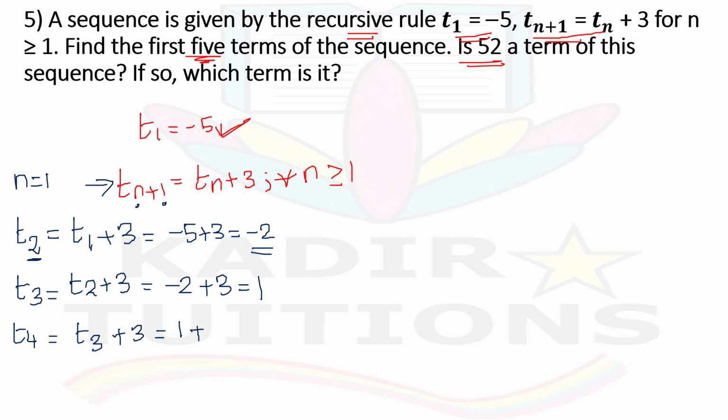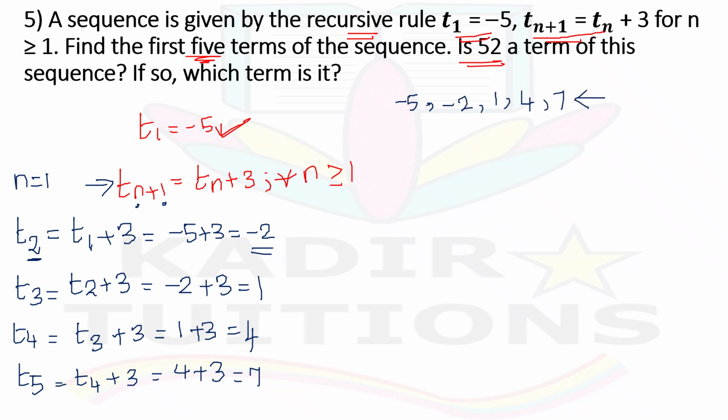T3 value is 1 plus 3, equal to 4, and T4 value is 4 plus 3, which is equal to 7. So now we found the first 5 terms in the sequence. What are they? The first one is given in the question itself: minus 5, and then minus 2, 1, 4, 7. So this is the sequence with the first 5 terms.